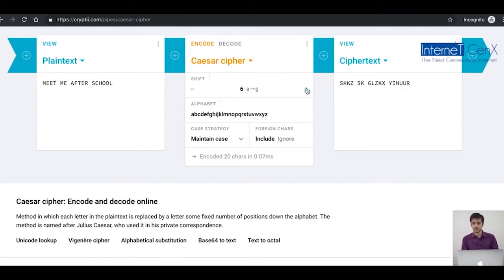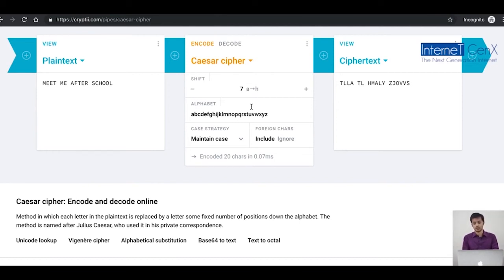The one used by Julius Caesar was the 7th shift. So he was using a 7th shift. So "meet me after" becomes something like TL, LA, and so on. If you look at this, it's not really very easy to understand what is actually going on in the first phase.